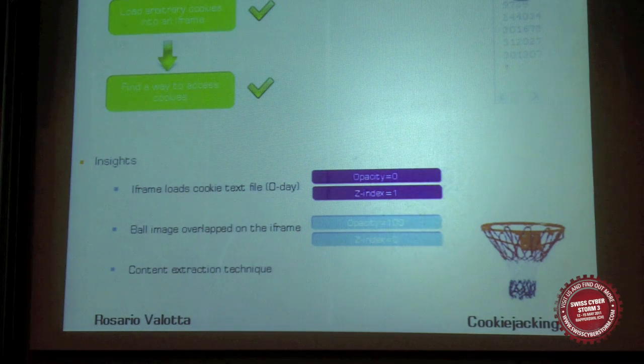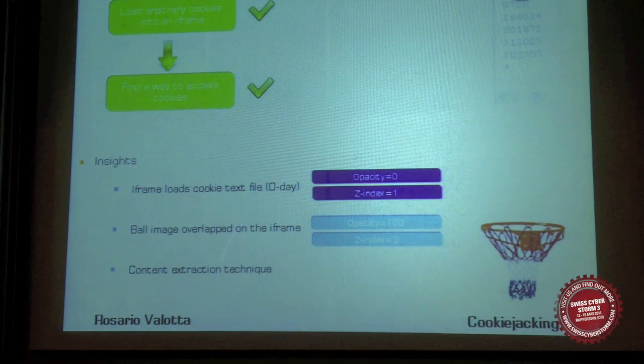We have a zero-day vulnerability that allows us to load arbitrary cookies into an iframe. We have a content extraction technique that allows us to select some content from within an iframe and drag it out into an attacker-controlled element. The idea is to make a mashup and chain these two attacks in order to build a first proof of concept. In my first proof of concept, I talked about a simple game in which I asked my victim to drag a ball into a basket.